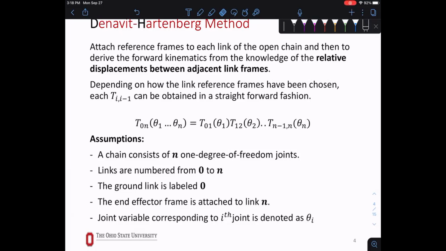The joint variable corresponding to joint I is theta I. So first joint, theta 1. Second joint, theta 2. All right. Why are we talking about all of this? Because you will get a robot that doesn't have anything and you have to assign the frames. It's not like the previous one where you are given the frames. And this method is used when you want to actually assign the frames.